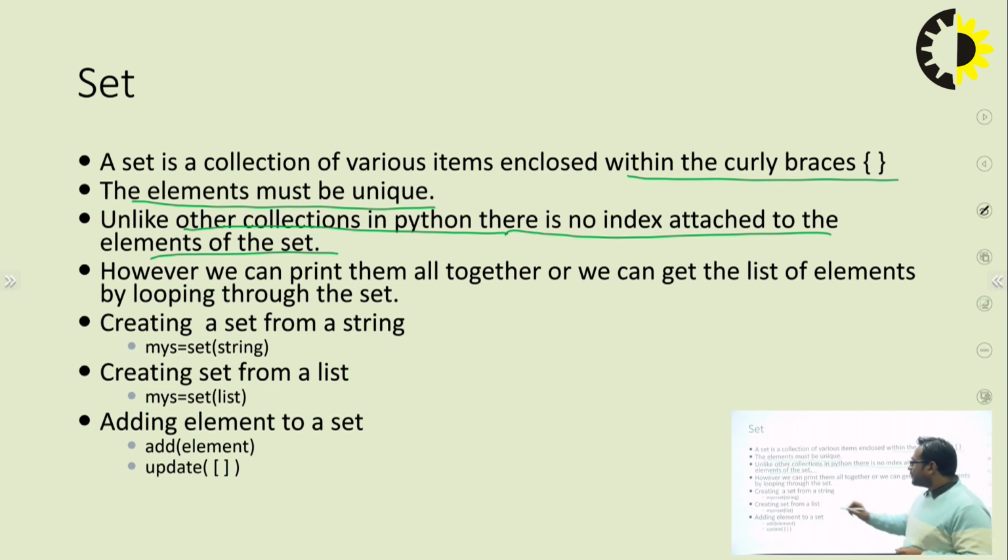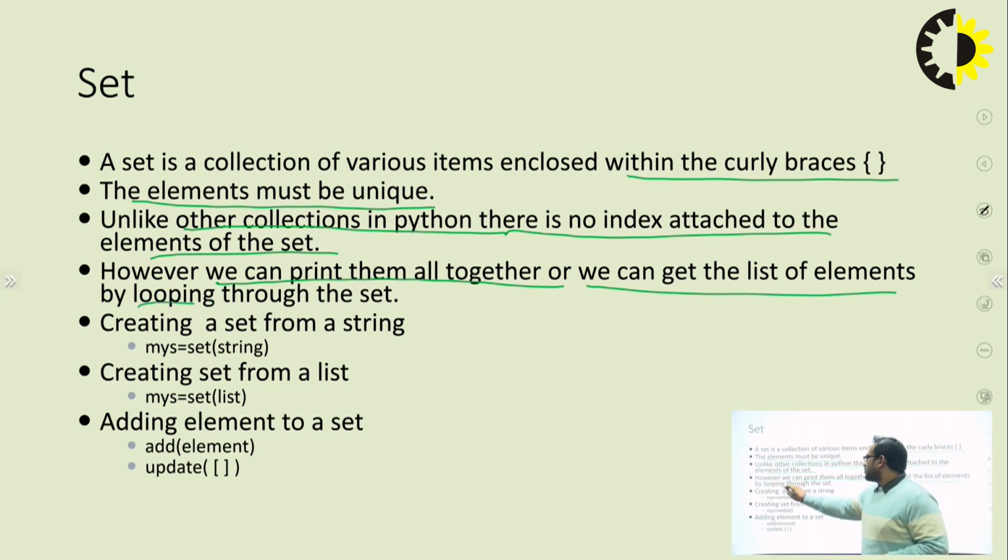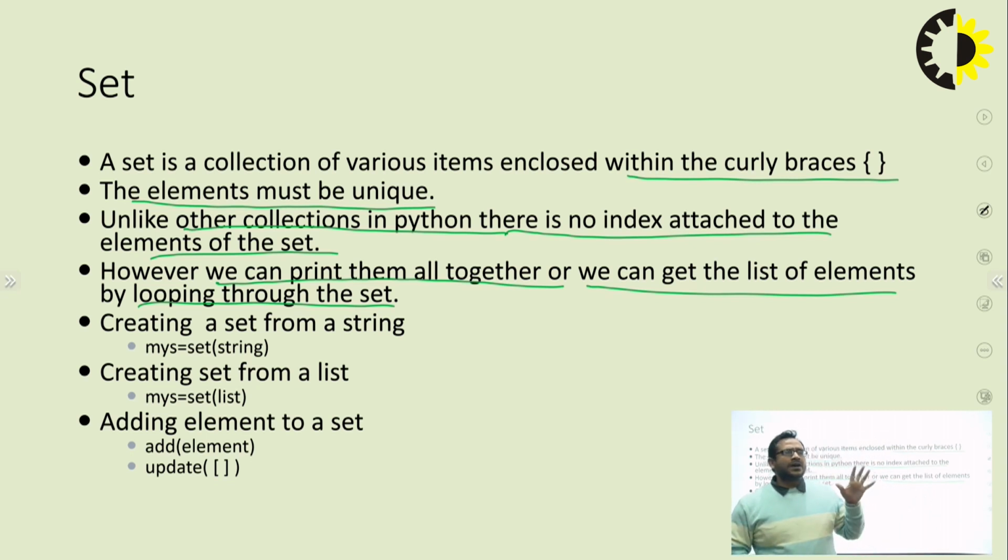However, we can print them all together, either with the variable name or the set name, or we can get the list of elements by looping through the set. So if you want to print the elements from the set, either you can use a loop or you can just print all the elements collectively.